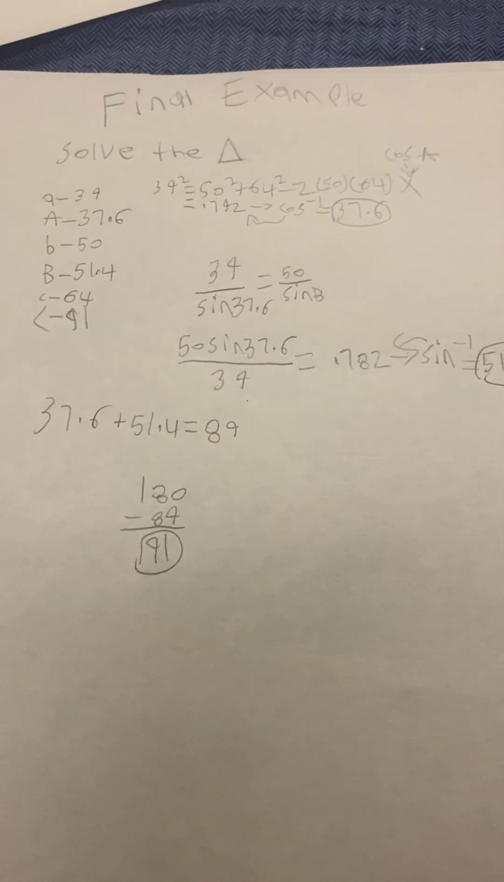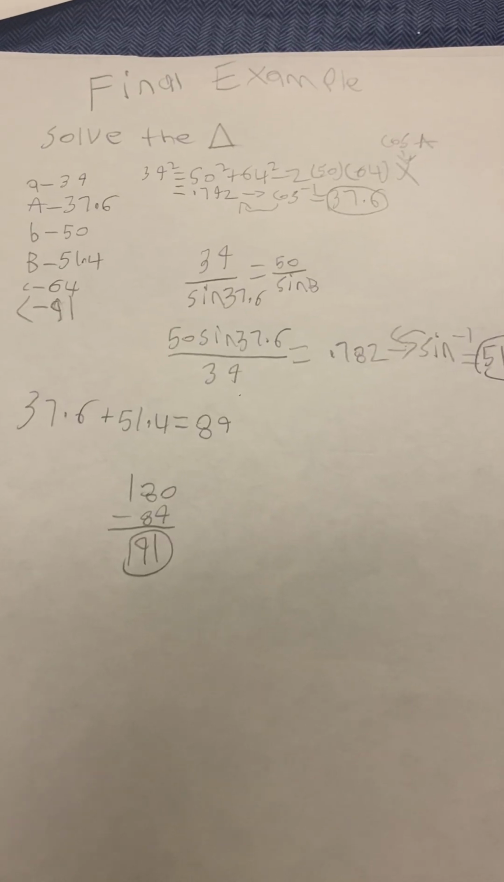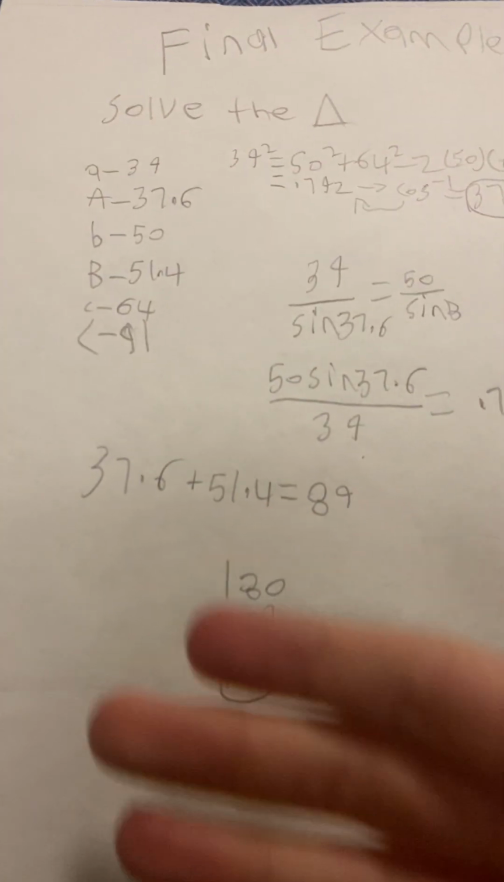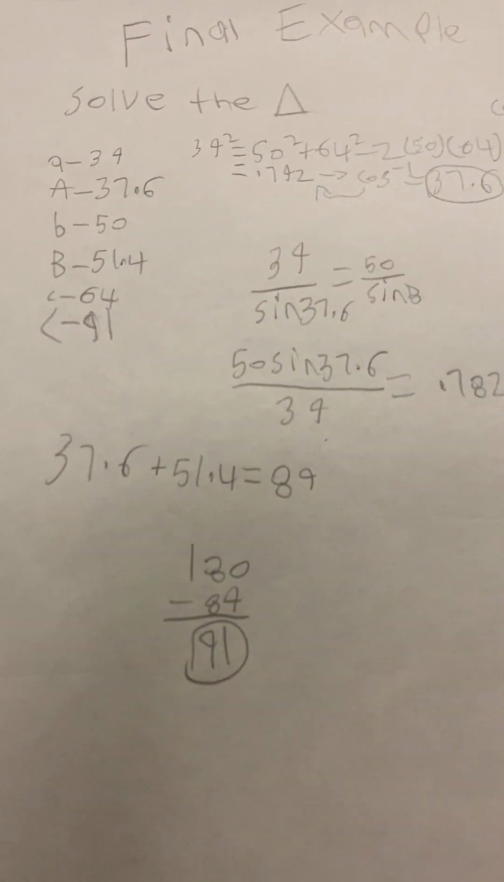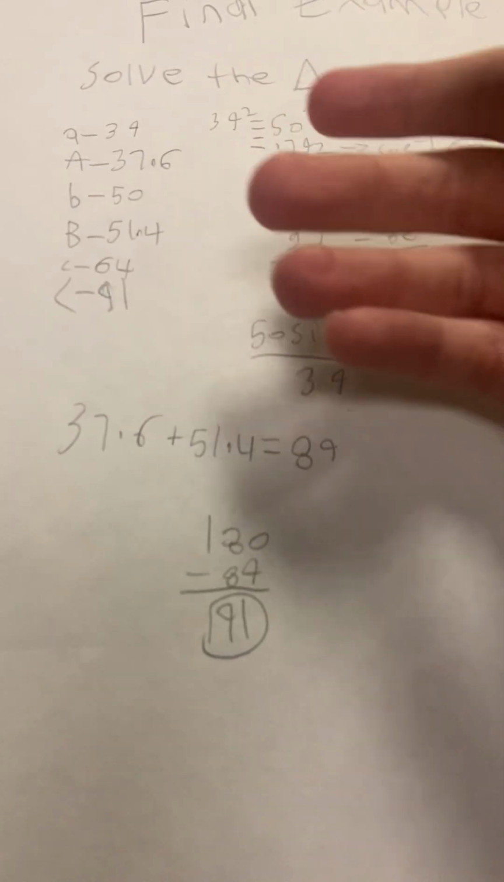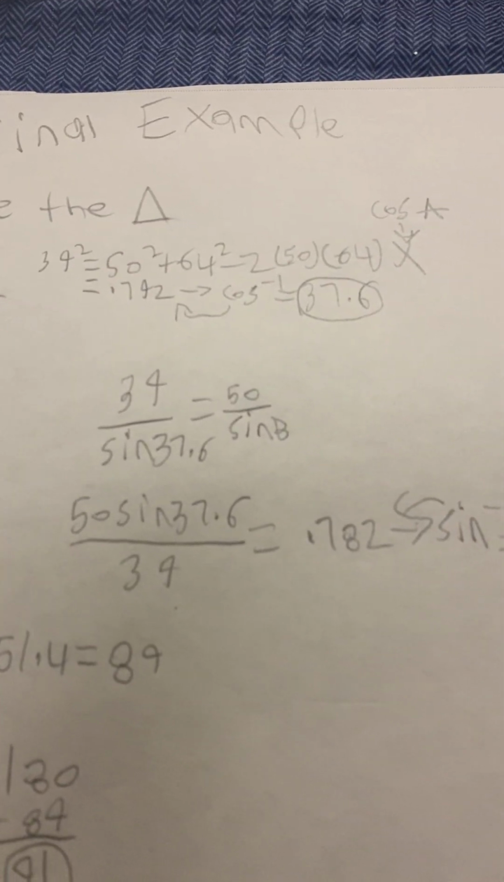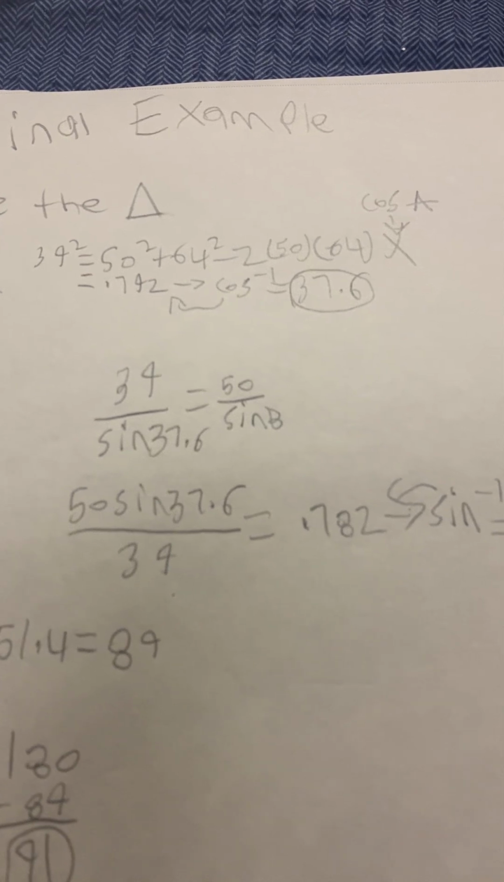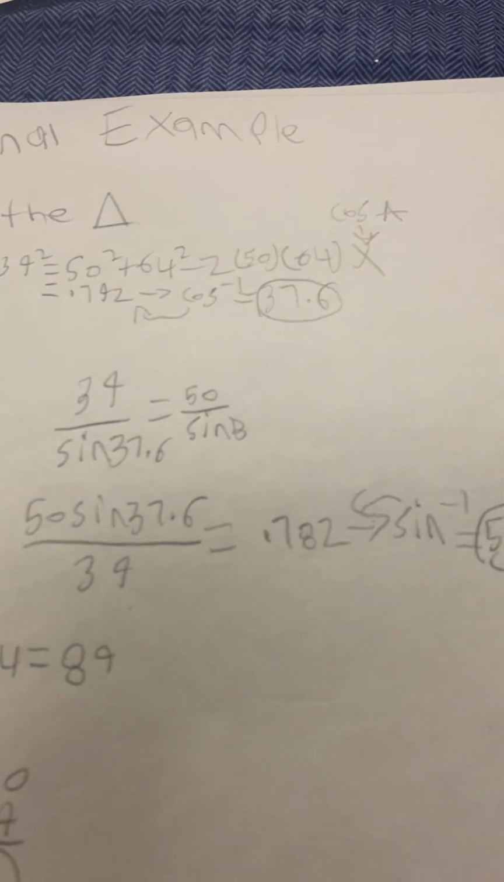Final example, doing everything. Get in focus. Okay, doing everything. Solve the triangle. These are your values, which ones you were originally given. You're originally given all the sides, so all the lowercase letters. So there's your law of cosines, which is going to be 39 squared equals 50 squared plus 64 squared minus 2, multiply the same.